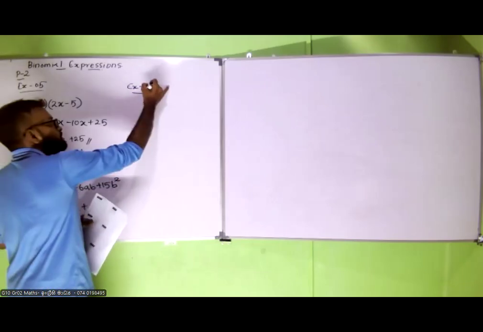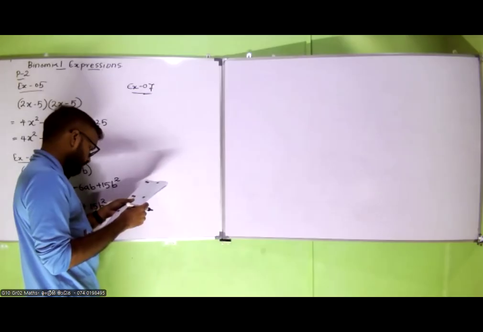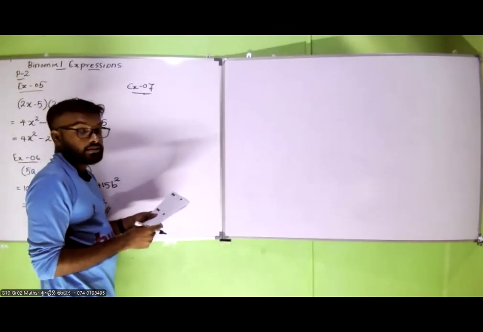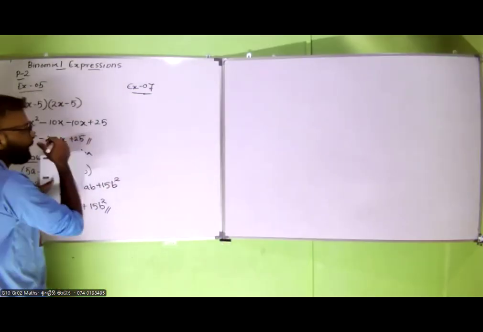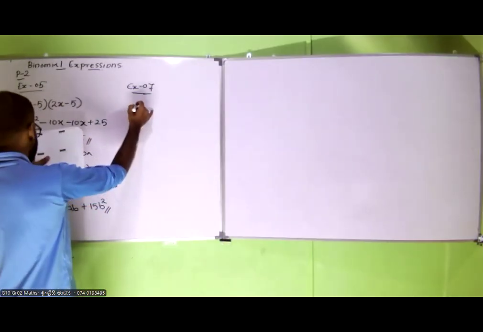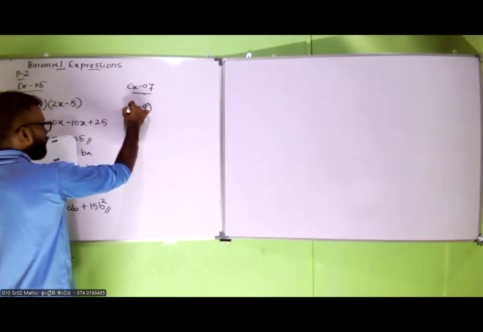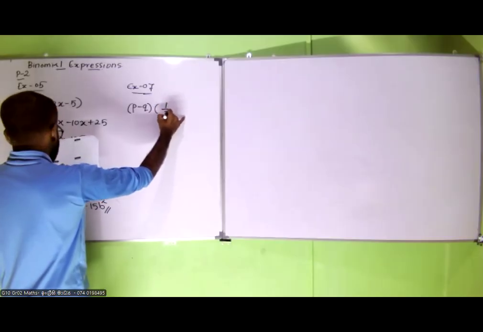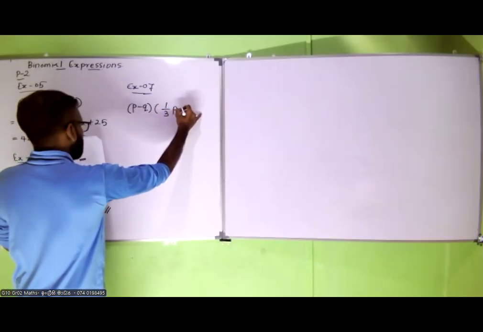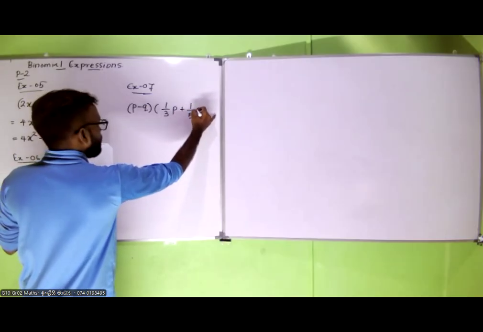Example number 7. Right? Where you have fractions. Fractions case. P minus Q. Brackets 1 upon 3, 1 upon 5. Right?